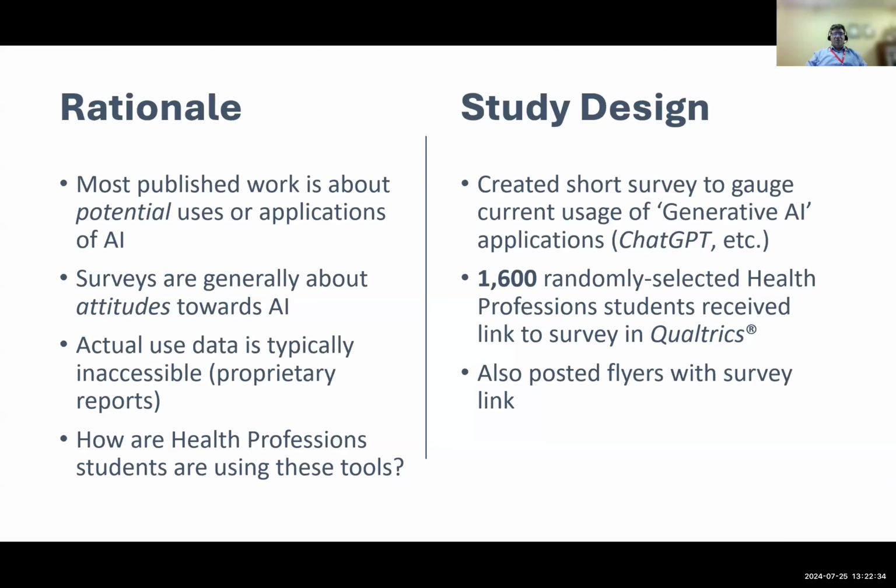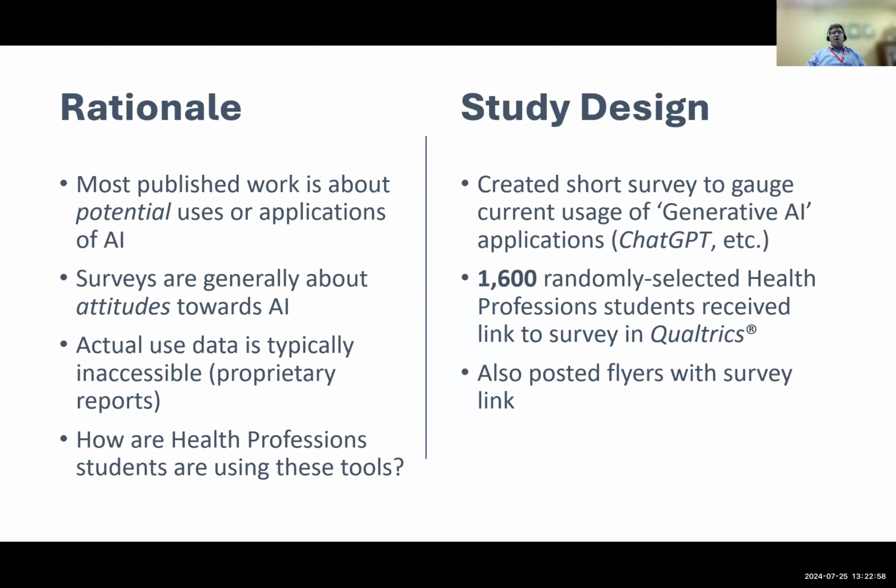So being librarians, we decided that maybe a survey would be a good thing. And indeed, we do think that a survey is probably the best way to try to get an overall view of this question. So we put together a short survey, fairly granular, but still small enough to not be too much of a responder burden, to try to gauge the current usage of generative AI applications like ChatGPT, but also other ones by this population.